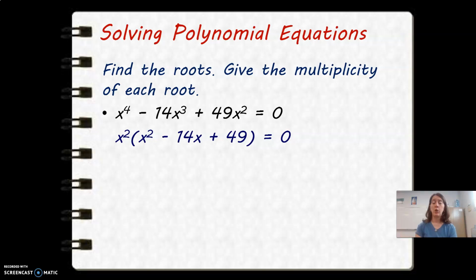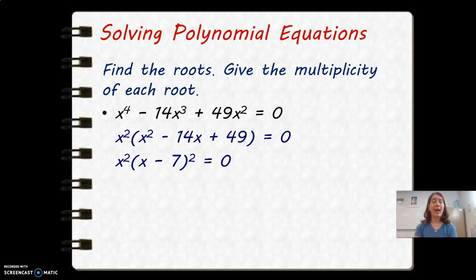Now, that means my two parentheses would be the same, so I'm going to write it like this. I still have the x squared in the front from my common factor, and because the parentheses were identical, I wrote it as x minus 7 squared is equal to 0. We have two different factors that we've written down. The first one being x squared, the second one being x minus 7 squared.